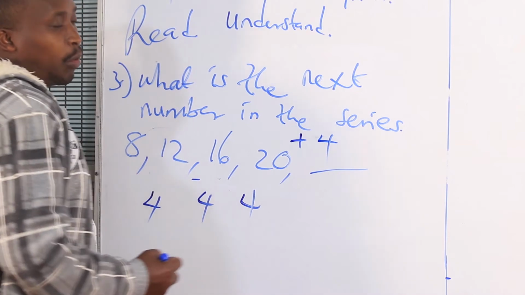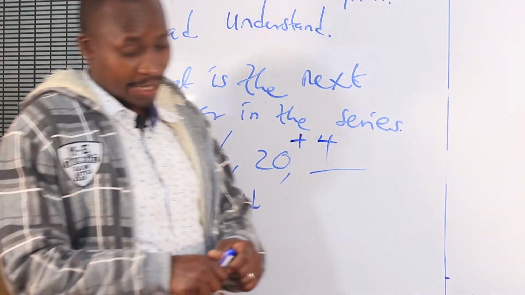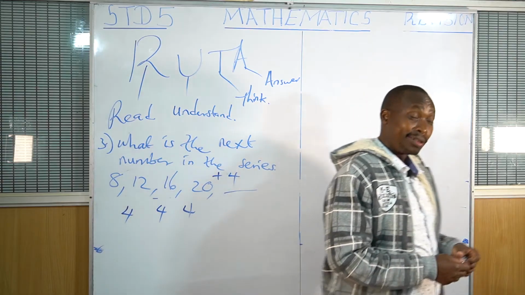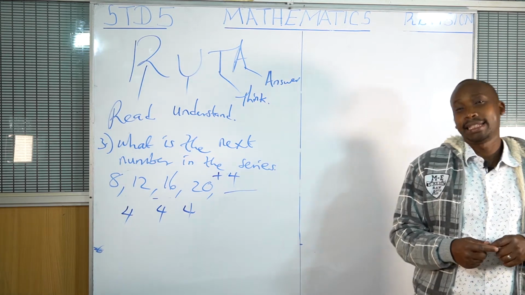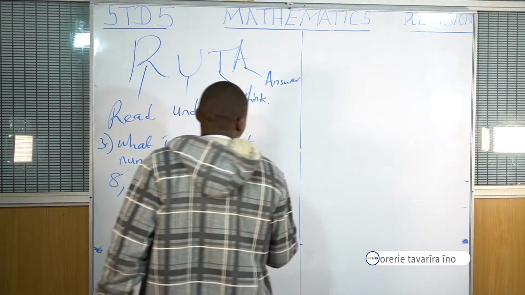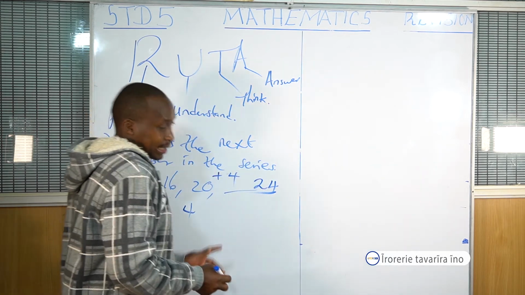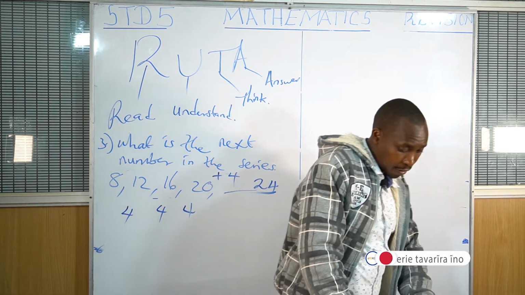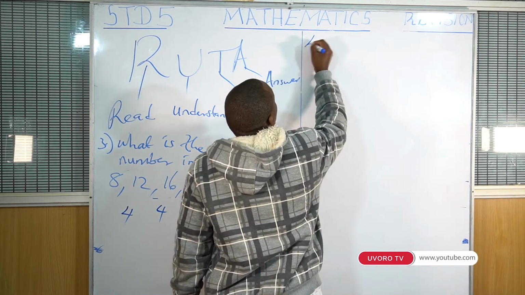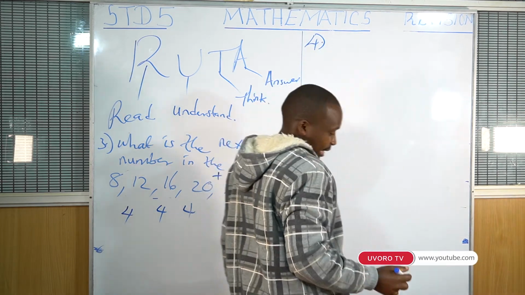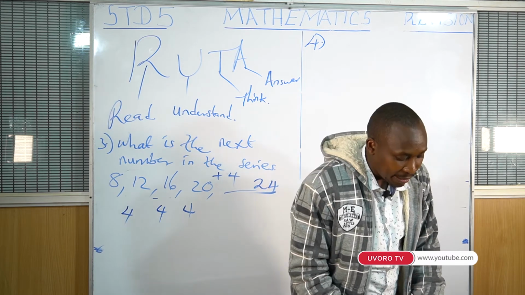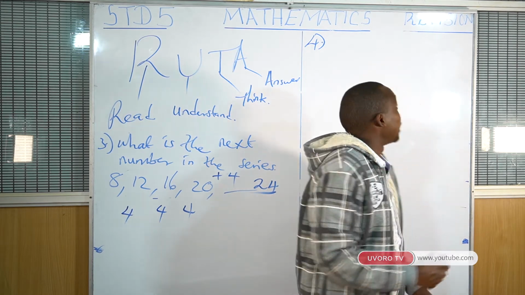Yes, plus 4. What is 20 plus 4? Class 5s? Yes, that is 24. Very good. So our next number in the pattern or in the series, it is 20 what? 24. Number 4. Class 5s. I think this is the easiest subject in the world.